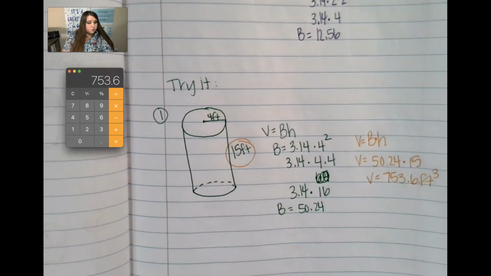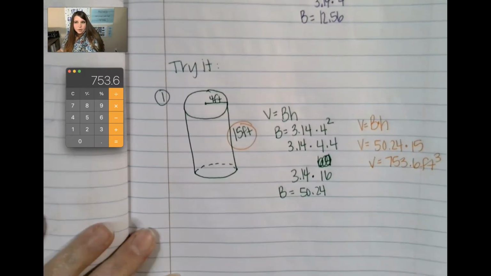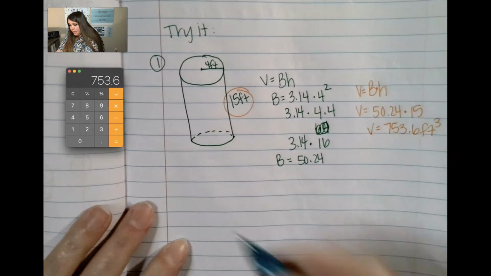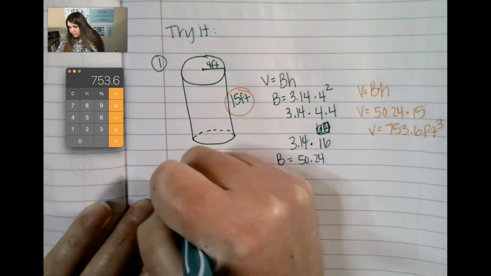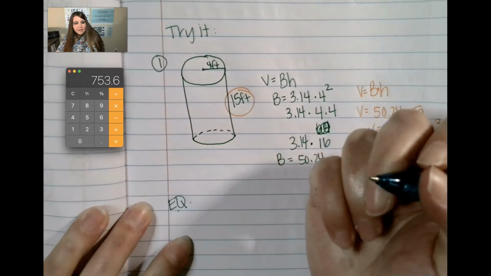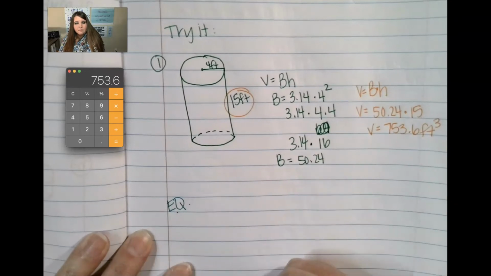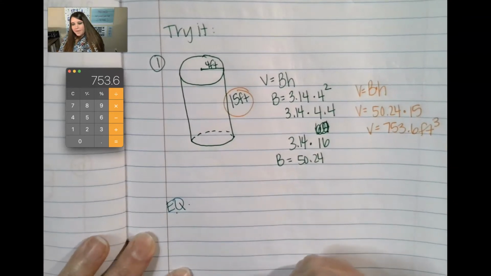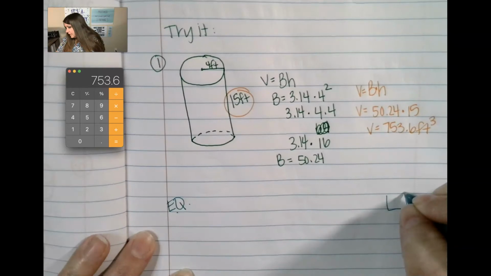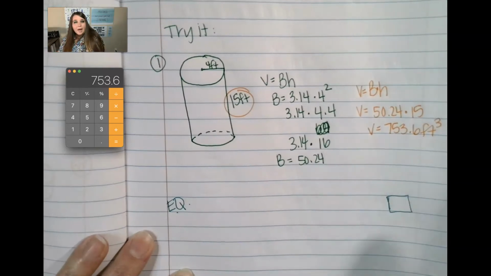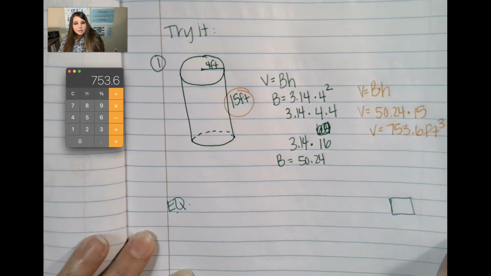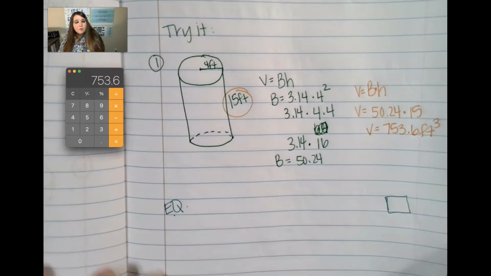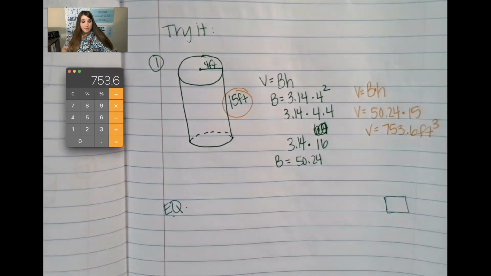All right, how did you do on your try-it there? Go ahead and answer your essential question: how do we find the volume of a cylinder? And then put your level of understanding out to the side. Where are you at with your understanding? And then when you are finished, you may come on back to the Google Meet and ask for help if you need it, or you can go on and do your practice work.